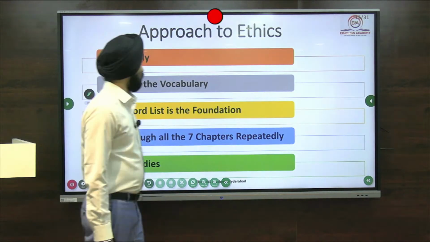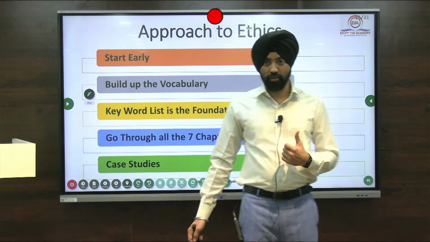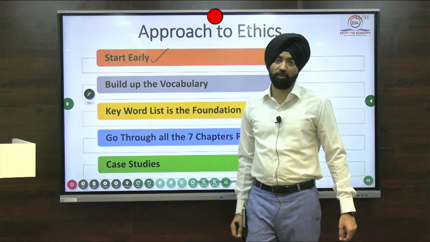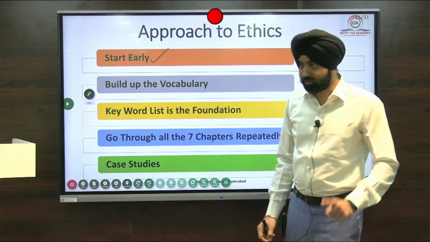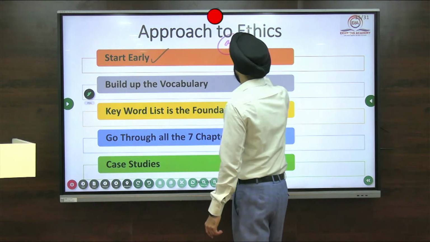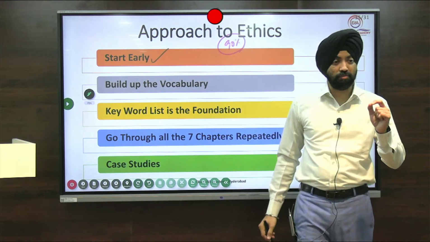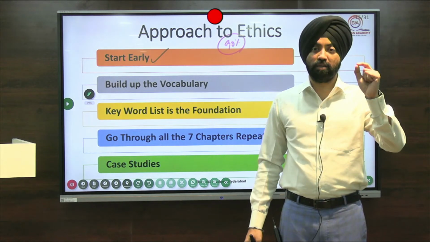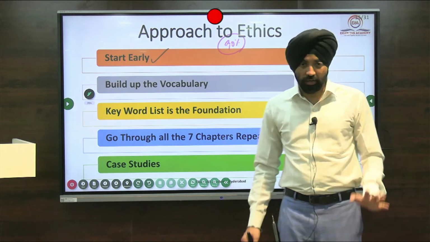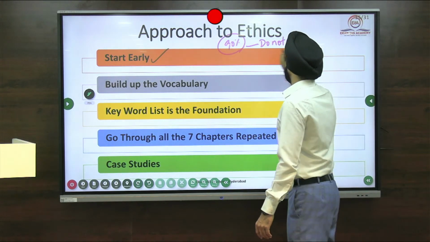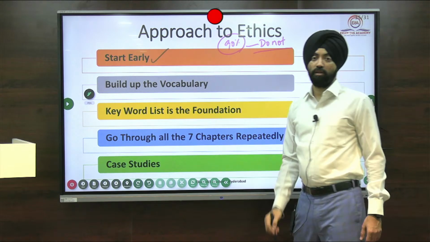Okay? The second dimension, that is ethics. You need to start your ethics preparation early. I have seen 90% of the students do not prepare for ethics at all. The word is, they do not prepare for ethics at all. Believe you me, they are not in the race.